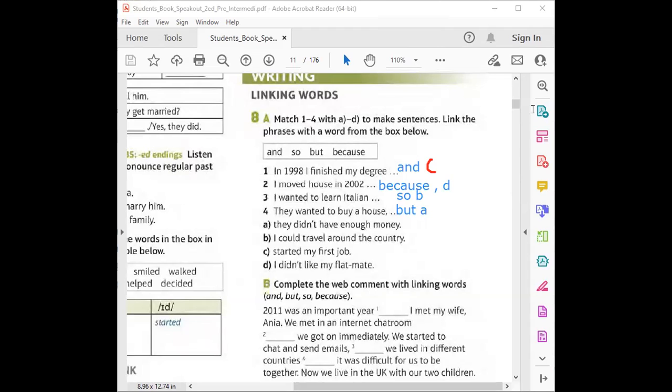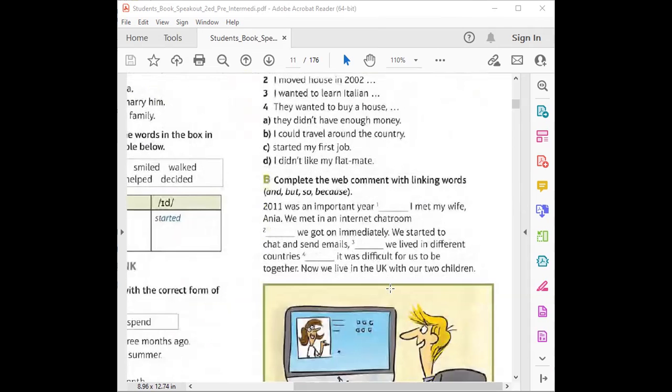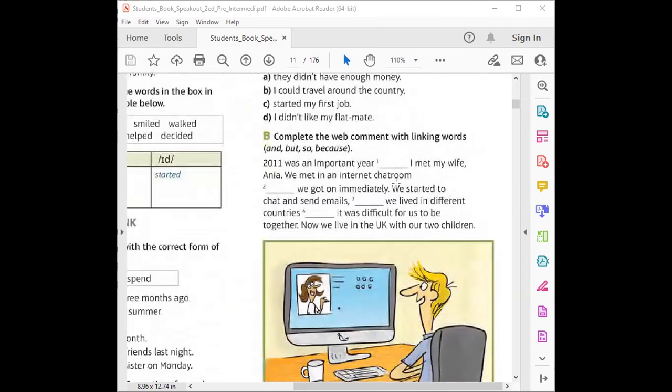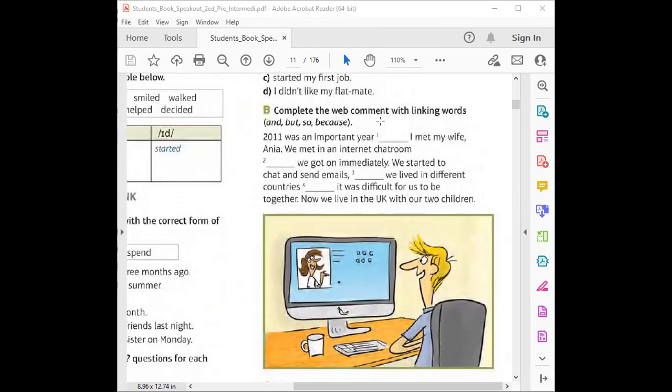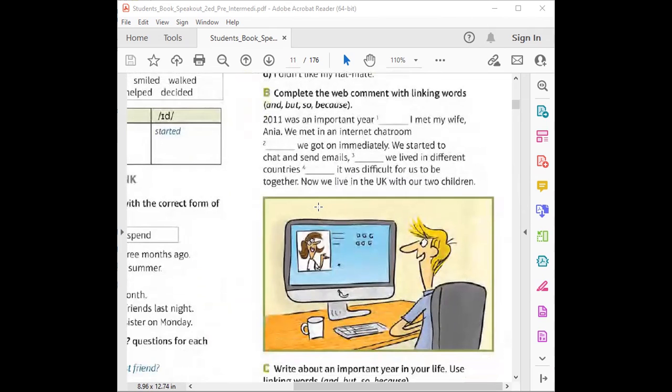Now it's time for our next exercise. I want you to complete the web comment with the linking words and, but, so, and because. Here we have 4 gaps. Please complete the comment and then we will do it together.